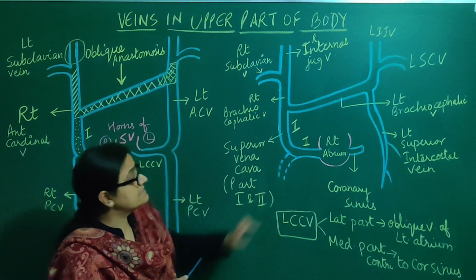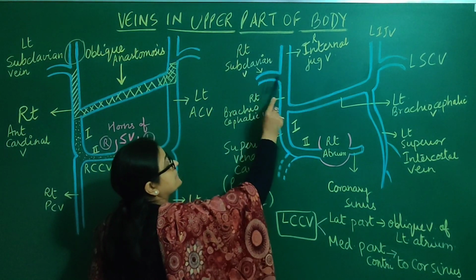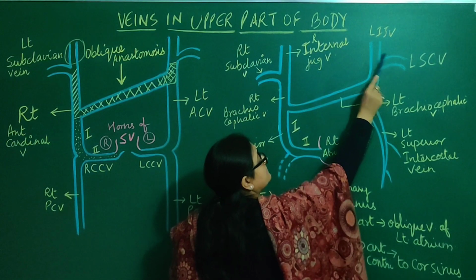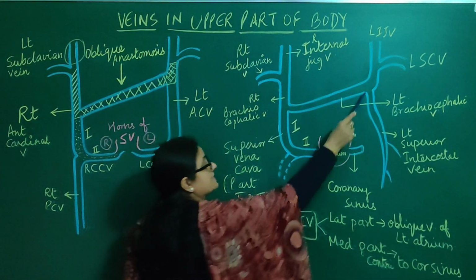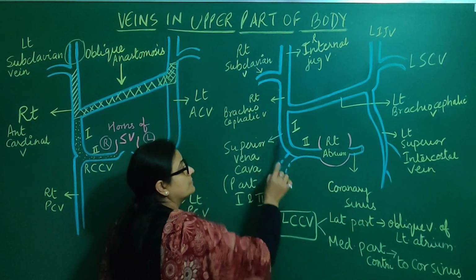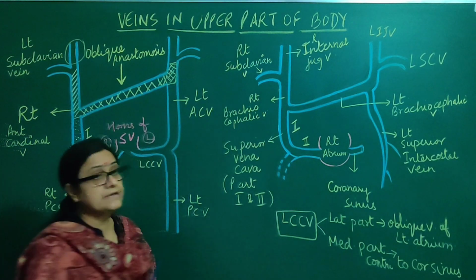So here in this figure we can see finally what veins are developing. The internal jugular vein, the right subclavian, and this is the right brachiocephalic. This is the left brachiocephalic, left subclavian and the left internal jugular. This, as I told you, is the superior intercostal vein, and these are part 1 and part 2 of the superior vena cava. Right atrium has formed and the coronary sinus remains.